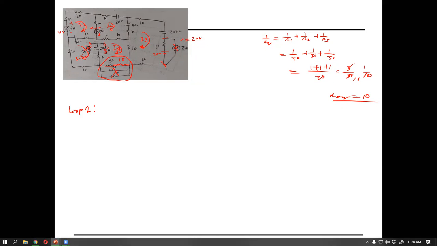At first, say this one. Loop 1, you say? Yes, sir. How many distances? 10, 20, 30, 40. 30. 4 distances. So? Yes, sir. So, what's the equation?